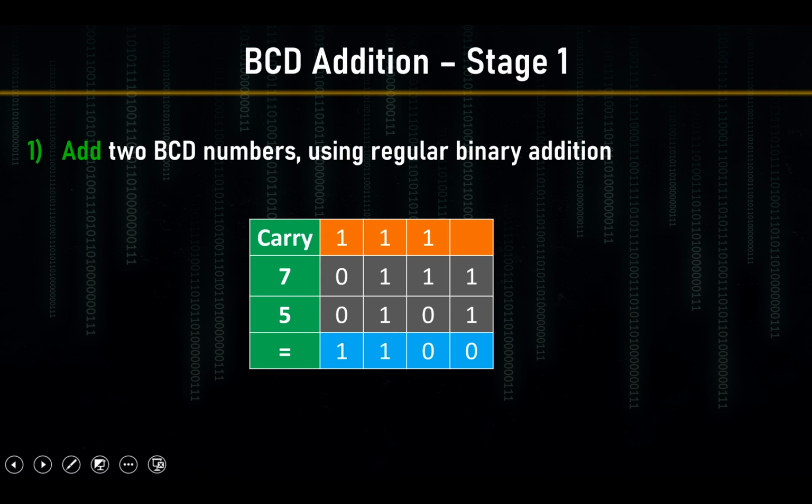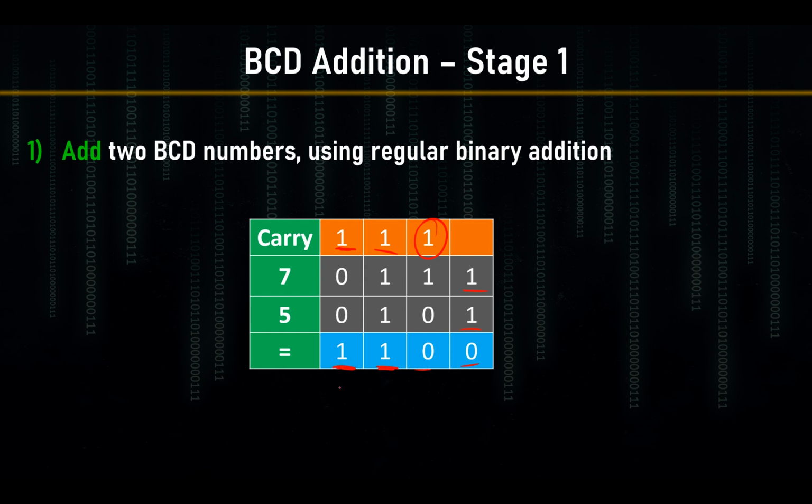Right, so the first stage, we just add the two BCD numbers using regular binary addition. Hopefully we're familiar with this now. 1 plus 1 is going to be 0, and then we carry the 1. Then 1 plus 1 plus 0, again 0, carry the 1. Then we've got three 1s, so we've got a sum of 1 and a carry of 1. And then here we've got a 1 and two zeros, so just a sum of 1.